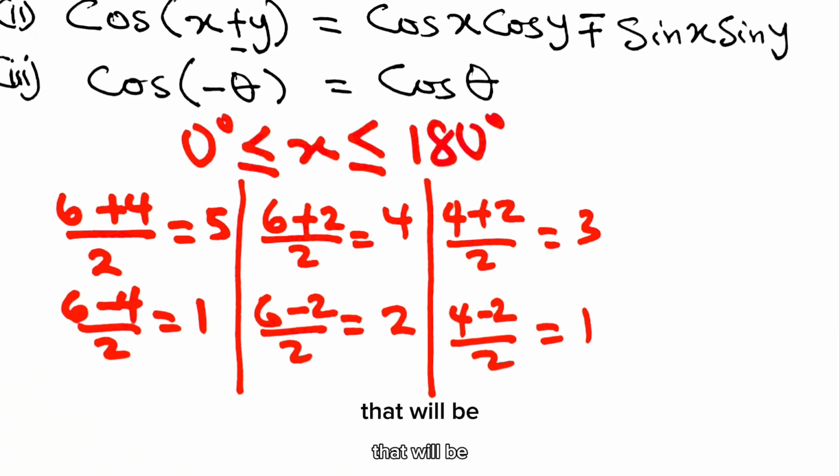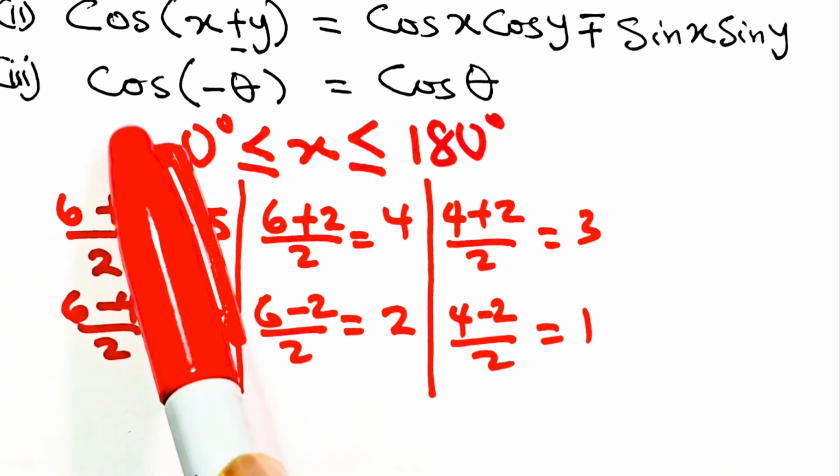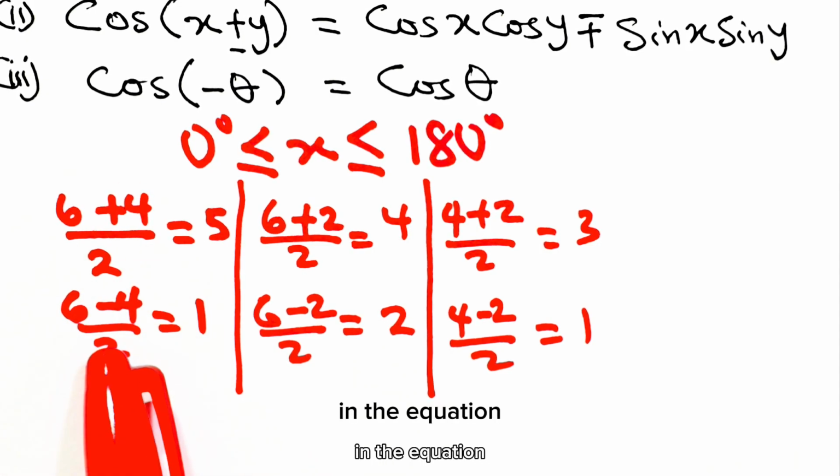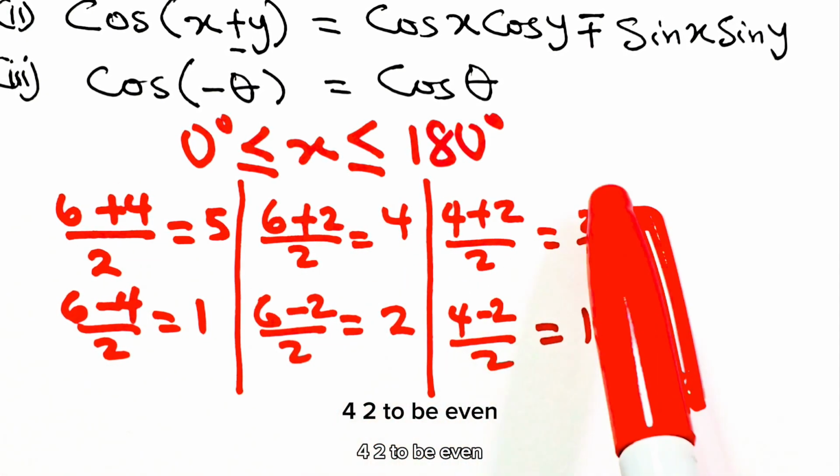We saw that from the coefficients of x in the equation, we have 6, 4, 2, which are even. But from these options that we have here, we have this to be odd, this to be even, and this to be odd.